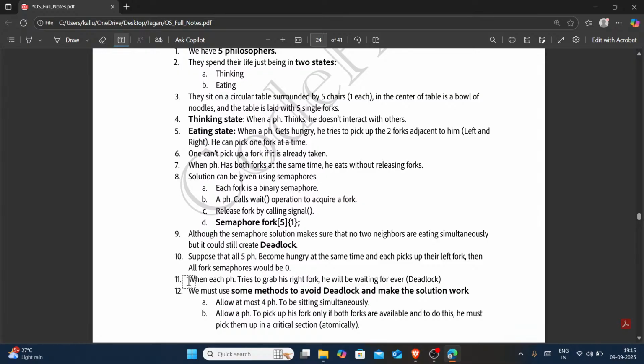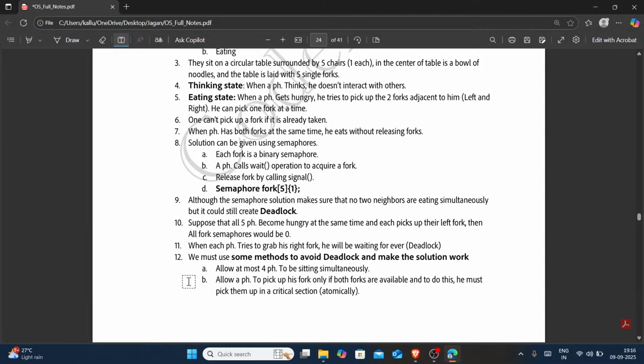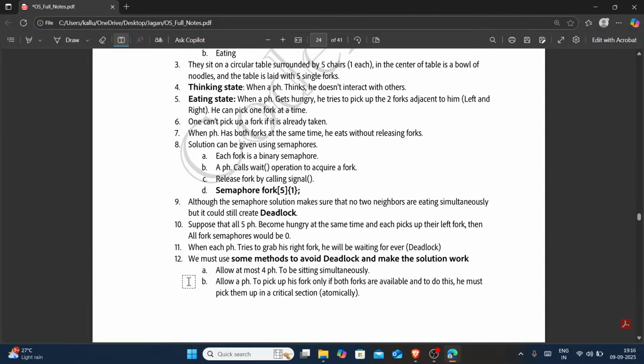Everyone will pick one side fork and call the wait operation. Suppose all five philosophers become hungry at the same time, and each picks up their left fork. Then all semaphores will be zero. When he tries to grab his right fork, he will be waiting forever. We must use some methods to avoid deadlock and make the solution work.